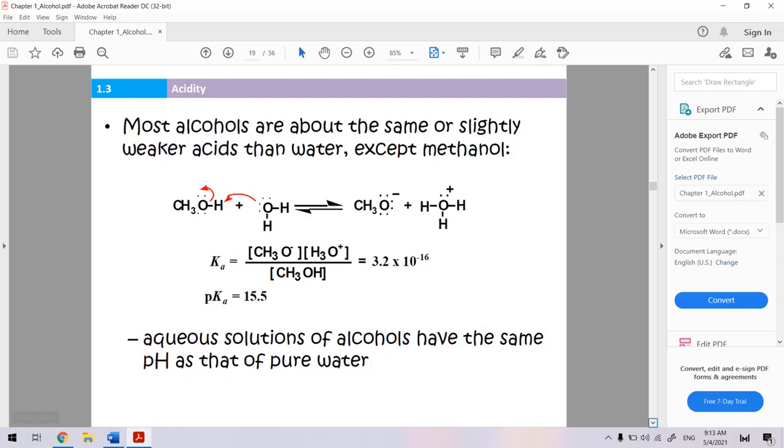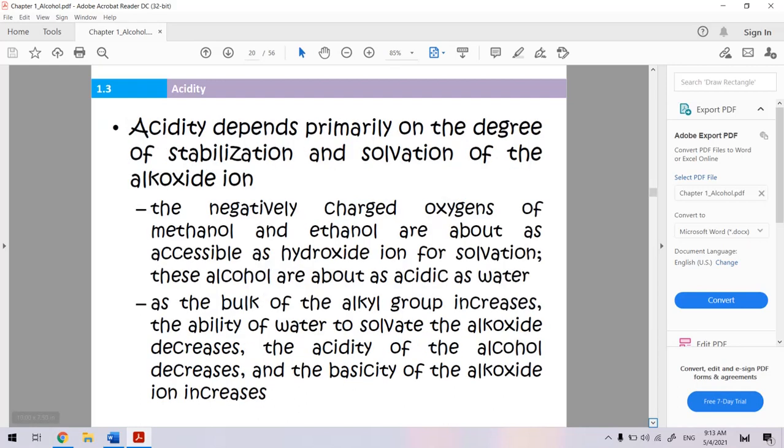Okay, what about the property of acidity? Most alcohols are about the same or slightly weaker acids than water, except methanol. And the aqueous solution of alcohol has the same pH as that of pure water. The acidity depends primarily on the degree of stabilization and solvation of the alkoxide ion. The negatively charged oxygens of methanol and ethanol are about as accessible as hydroxide ion for solvation. These alcohols are about as acidic as water.